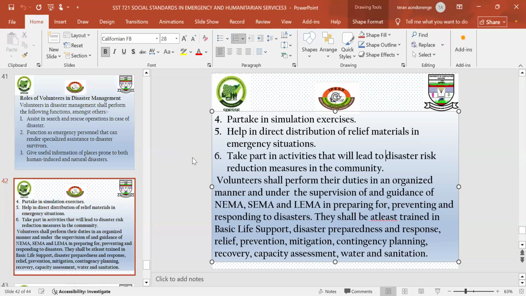Yes, sir. Volunteers in disaster management are those individuals who took upon themselves to provide the victims with relief materials and basic needs to help during the disaster. So one of the roles is to provide those victims with relief materials and at times even cash.